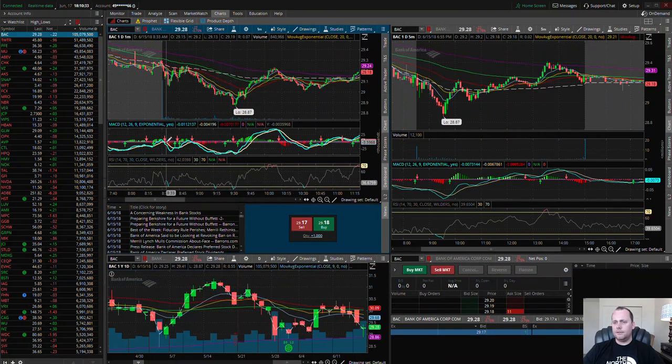I'm now going to look at the RSI on the 1 minute chart. So right here you can see it, let's see if I get it. It hits 29 for RSI. Just because it hits 29 RSI, does it have to go up after that?